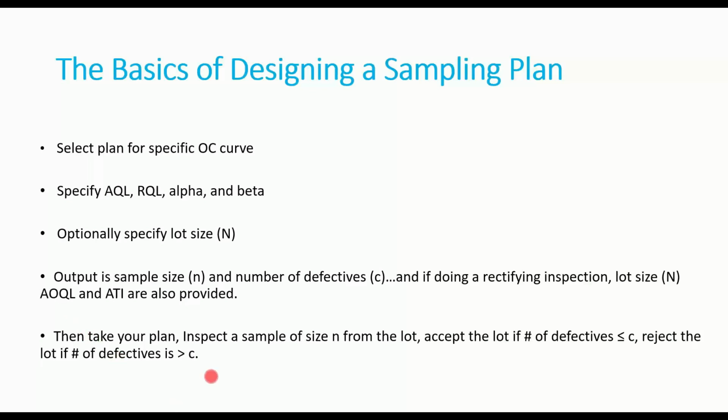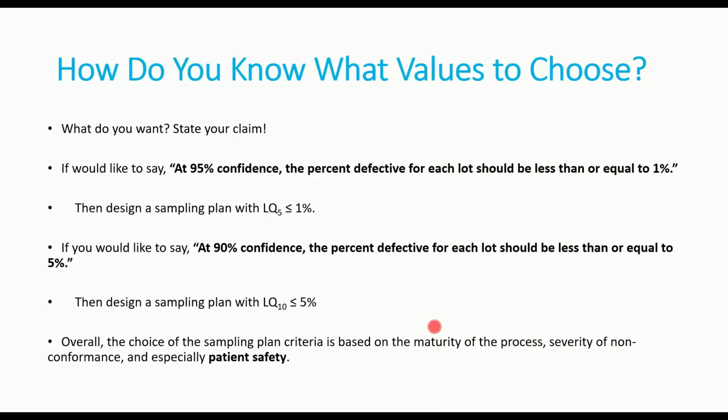Then we're going to take our plan. We're going to take a sample of whatever size we got from the lot. And then we'll accept if the number of defectives is less than or equal to C, and we're going to reject if it's above. So we can have up to C and still accept. Okay. So the big question is, well, how do you know what values to choose?